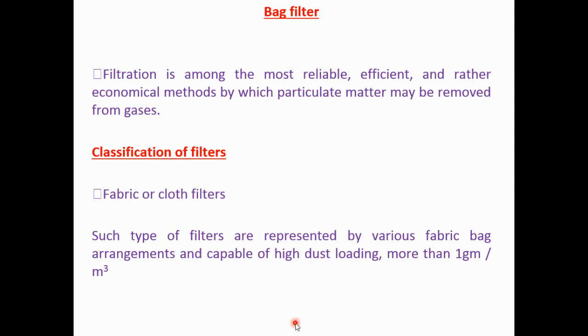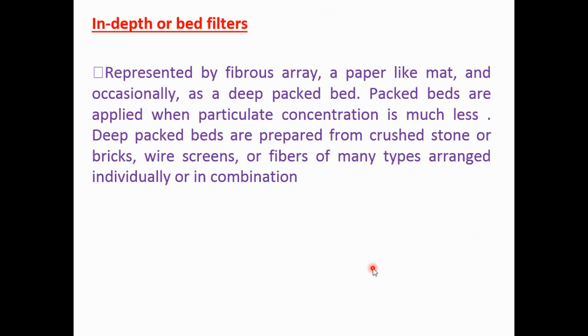The first bag filter is fabric or cloth, which is generally used by various industries. Mainly most industries use this fabric or cloth bag filter, which may be non-woven fabric. Such filters represent various fabric bag arrangements and are capable of high dust loading, more than 1 gram per meter cube. More than 1 gram per meter cube is the highest dust loading, meaning the fabric type has the highest dust loading capacity.